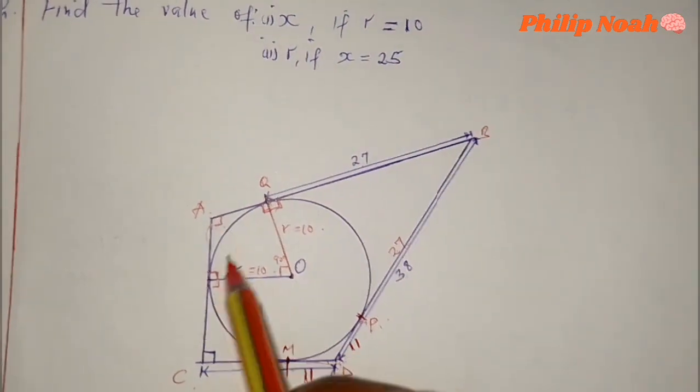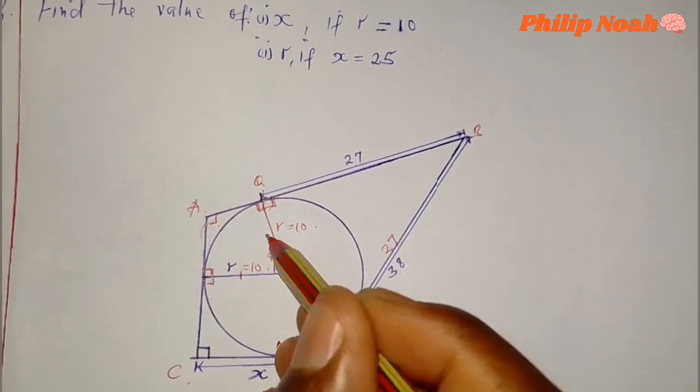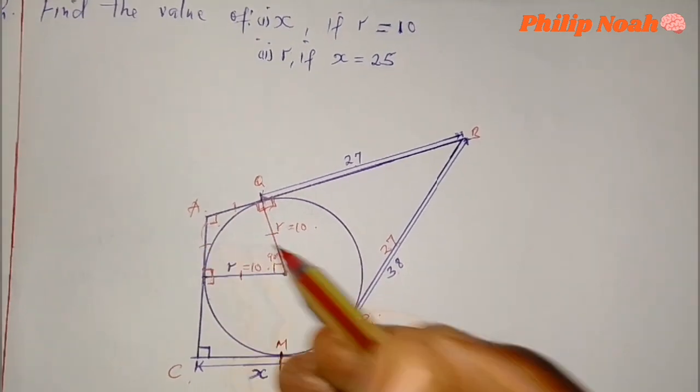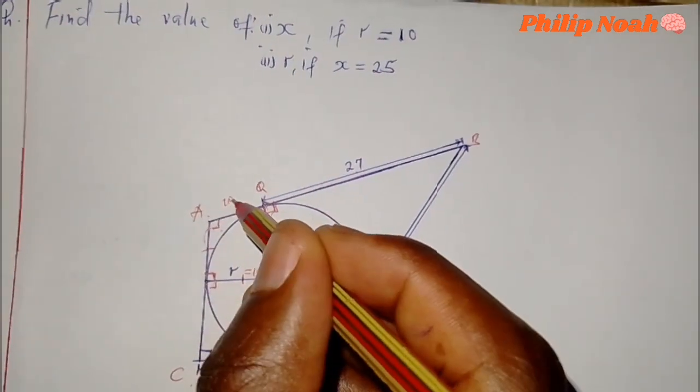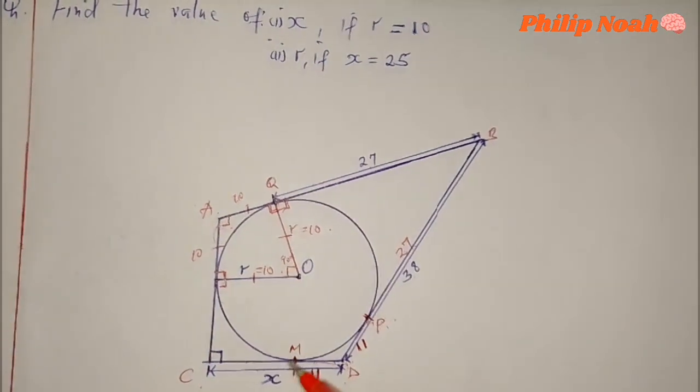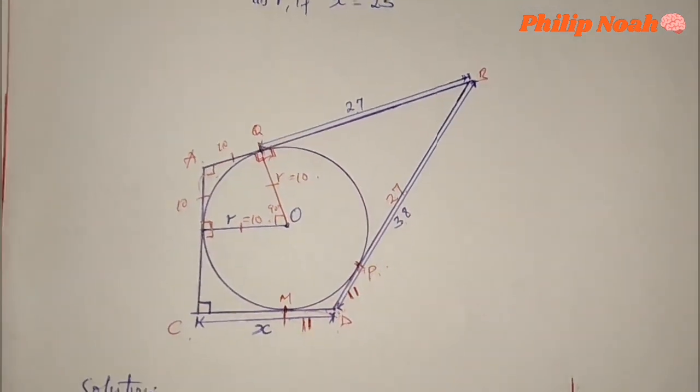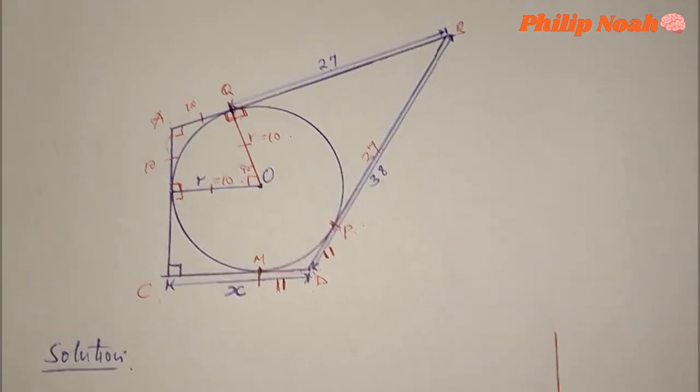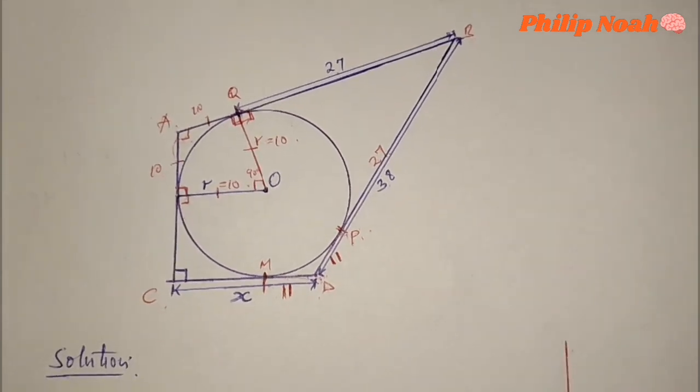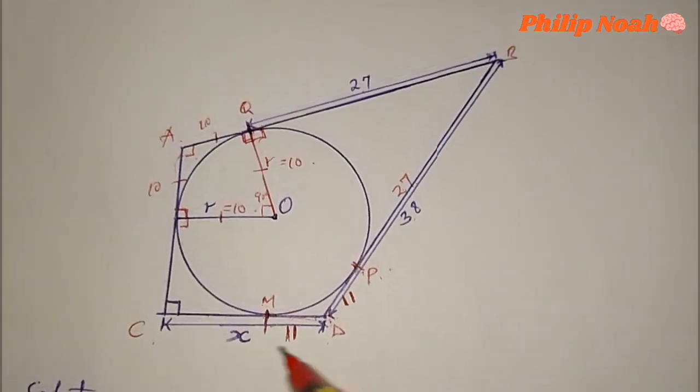So if this is a square, it means that this line is equal to this, is equal to this, is equal to this. Meaning that here is also 10, here is also 10. Are we there? Hope you understand, genius. It's also 10 units.